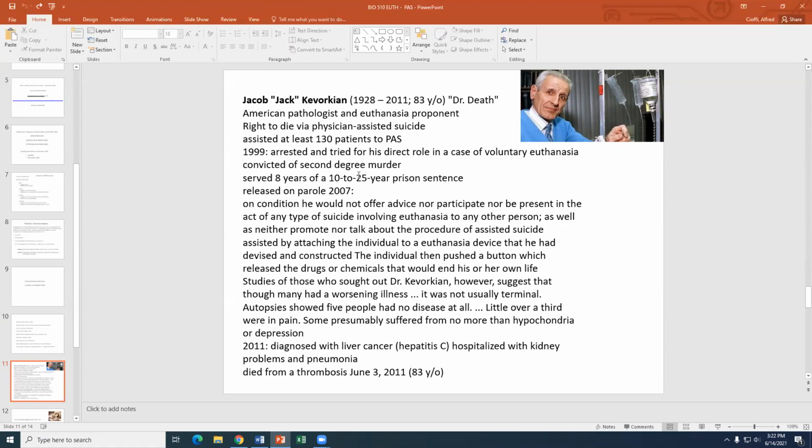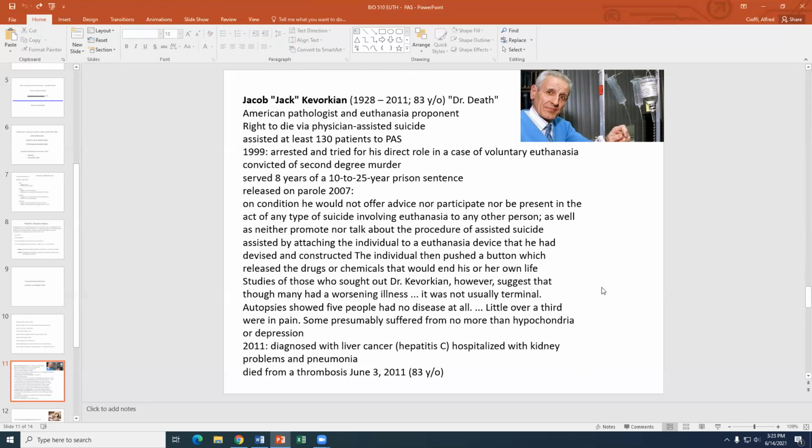He was sentenced to 10 to 25 years. He served 8 years in prison. I guess he got good behavior and was out on the condition that he would not promote PAS anymore or stay away from it altogether, but he continued and was not reincarcerated. Eventually, he died of liver cancer, but he died in his 80s.